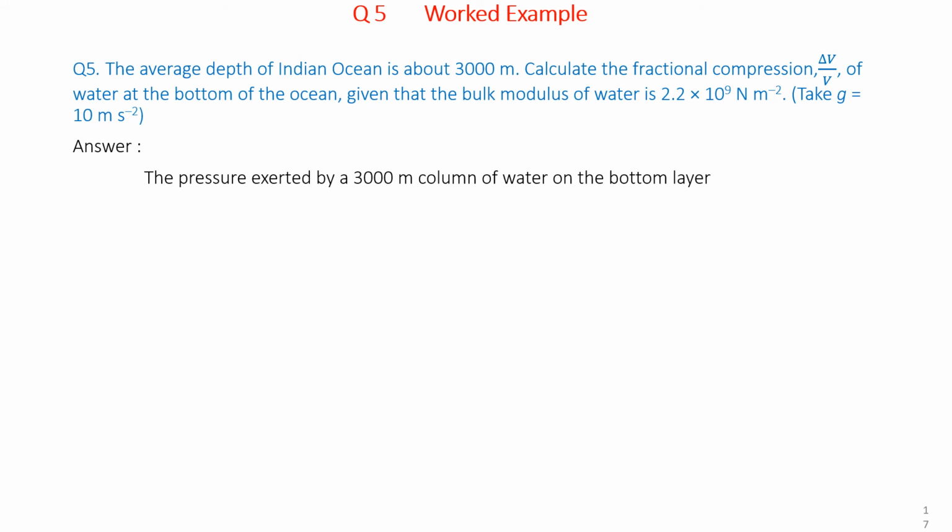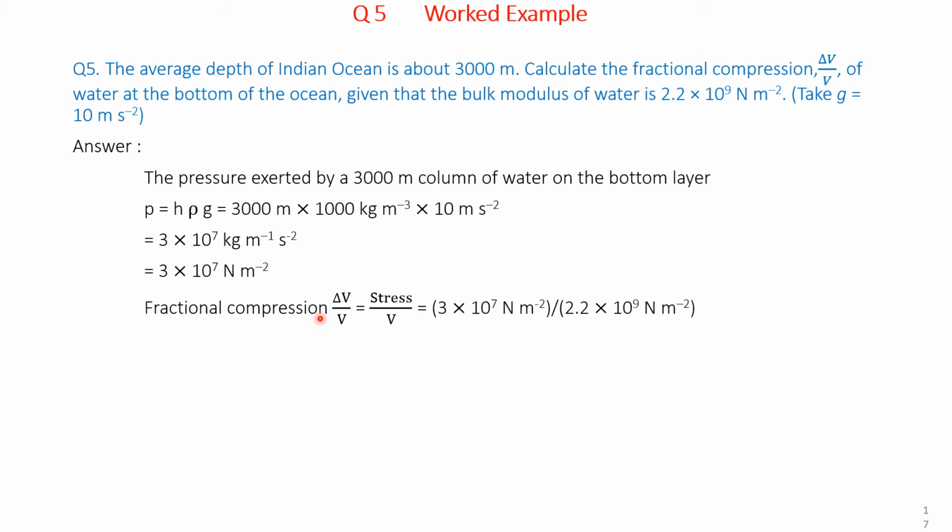Answer. The pressure exerted by 3000 meters of column of water on the bottom layer is P equal to h rho g, where P is the pressure, h is the height, rho is the density of water, and g is the acceleration due to gravity. Substituting the values, we get the value of P as 3 into 10 to the power of 7 newtons per meter square.